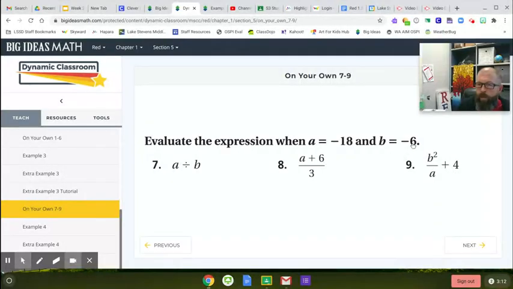And then we have negative 6 squared over a, which is negative 18 plus 4. So first we're going to plug in our negative 6 times negative 6. That's going to be 36 over a, which is negative 18. So that gives us negative 2 plus 4 would be 2. So that's a lot of stuff there.